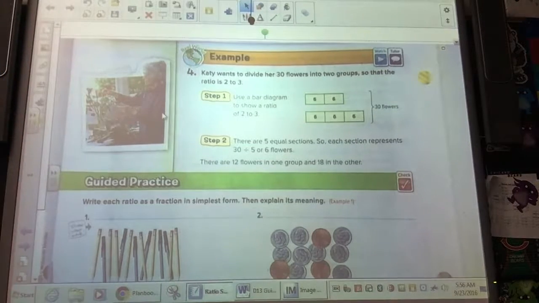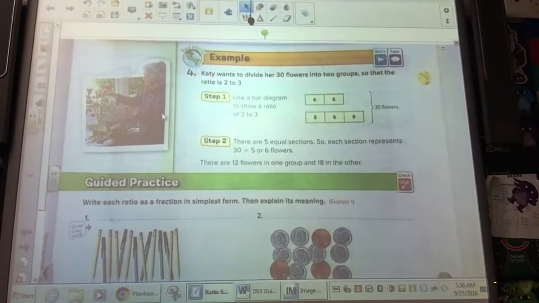All right, we are continuing on. If you are just coming back, we are on page 22. We got one more example before the guided practice that I want to go over with you. This example says that Katie wants to divide her 30 flowers into two groups. So the ratio is 2 to 3.